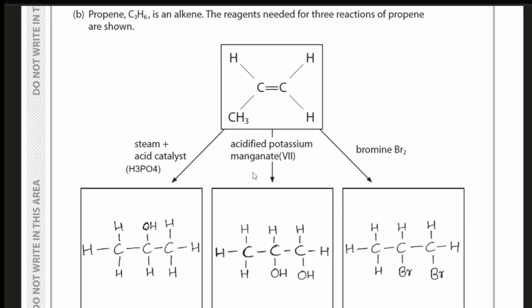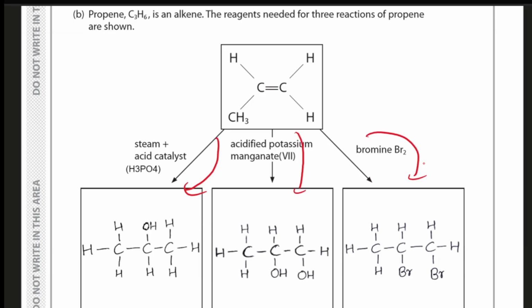Now, propene we know is an alkene. The reagents needed for 3 reactions of propene, you can see, are shown. Now, what will happen when you react these 3 types of reagent, and these types of questions are very important for organic synthesis in chemistry unit 1. So this is high time that you focus on the organic synthesis.